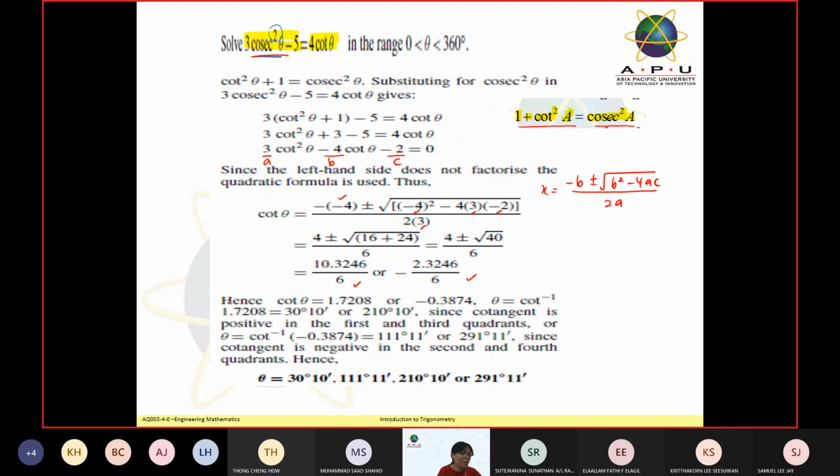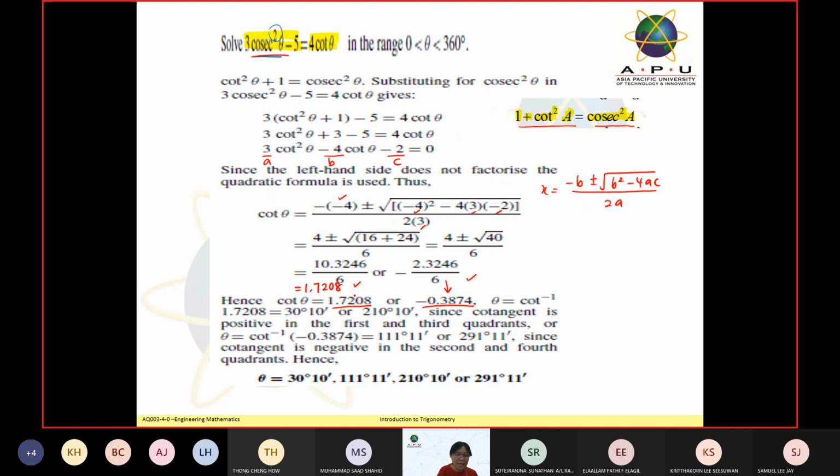So you should get 1.7208. So the first one is 1.7208, which is already calculated here. The second one is this one. This is the answer. Okay, so now, how do we solve this? Let's say I start with the first one.